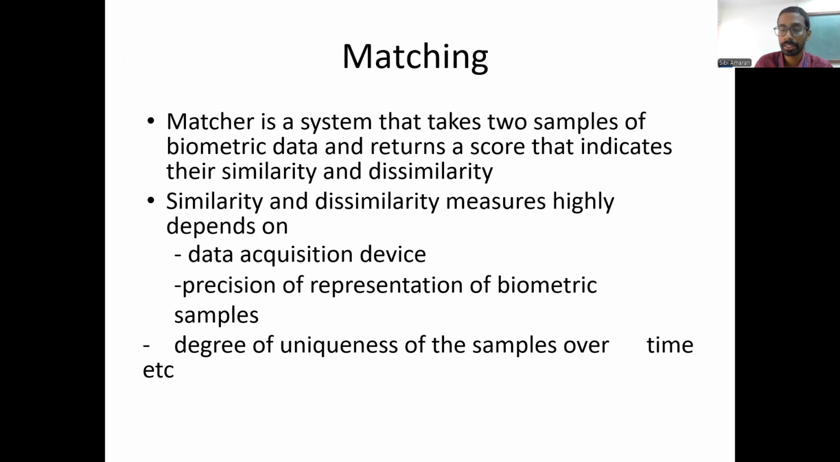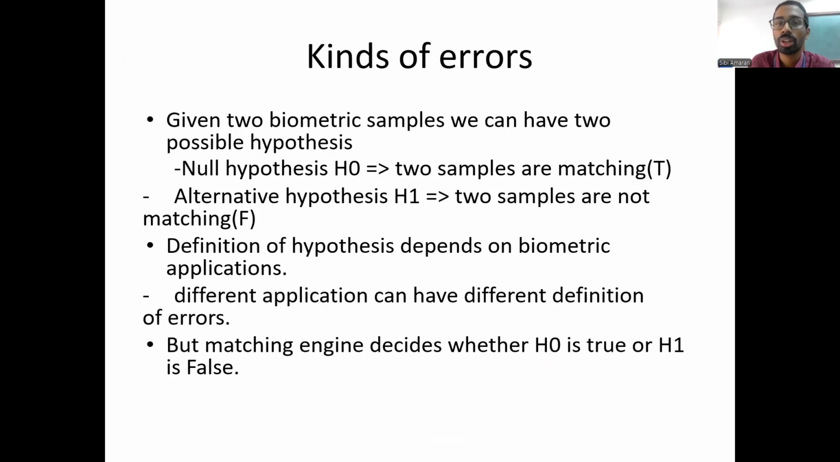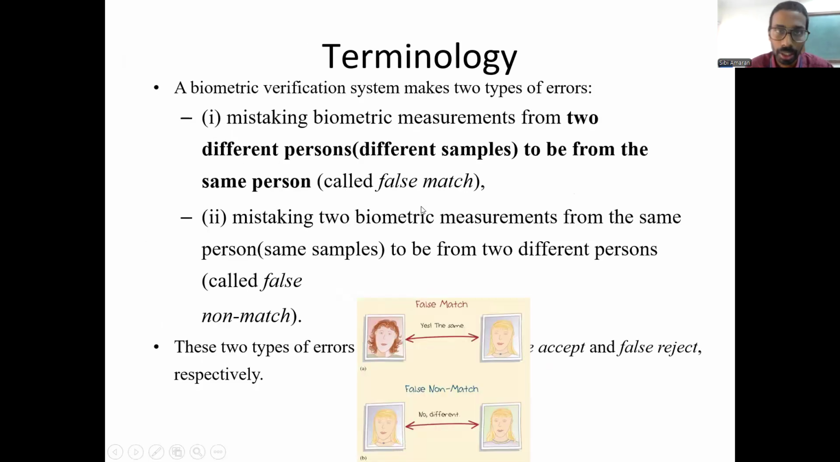A similarity means the 2 samples are matching, which is H naught. H naught means the 2 samples are matching, and H naught is represented as true. If the 2 samples are coming from different persons, that is represented as a dissimilarity and considered false. So H naught means similarity, and H1 means dissimilarity. Now we can move into the terminologies.